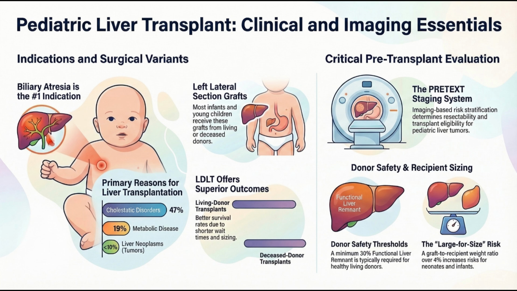of those living donors. Here's where it gets really interesting, because even when you are just taking that small left lateral section, the math has to be perfect. It has to be flawless. The report details the risk of what they call a large for size graft. There is a very specific mathematical threshold they cannot cross. Right. If the weight of the donor graft is more than 4% of the recipient's total body weight, it is considered dangerous. And that 4% threshold is particularly critical in neonates or infants weighing less than 5 kilograms.